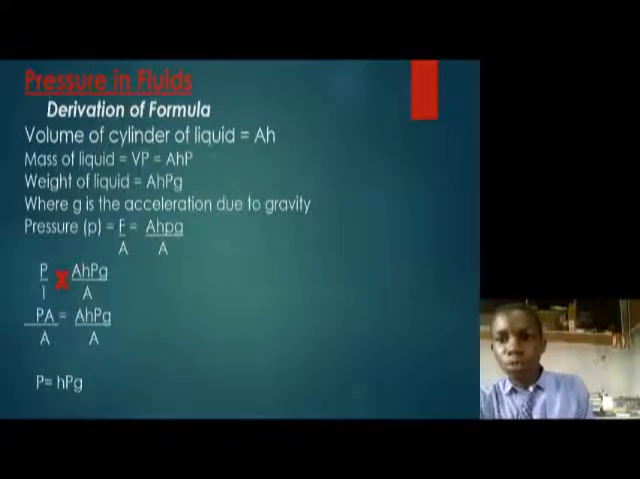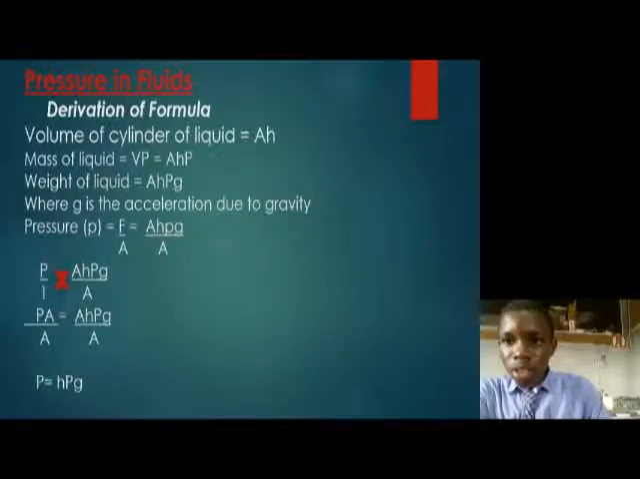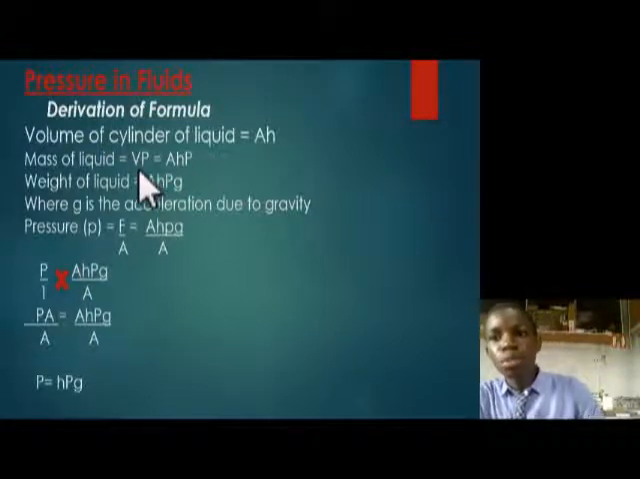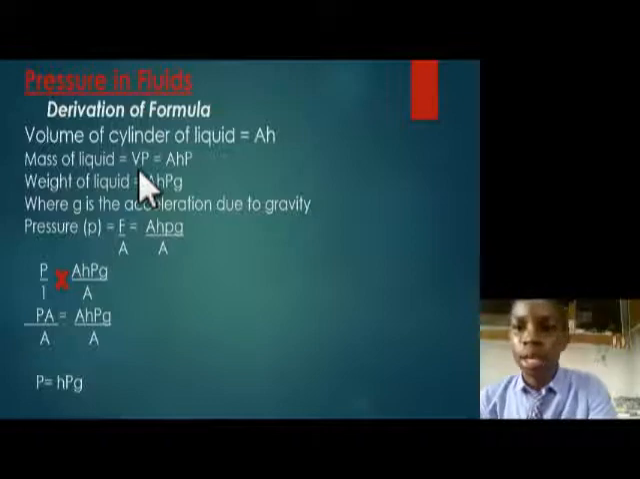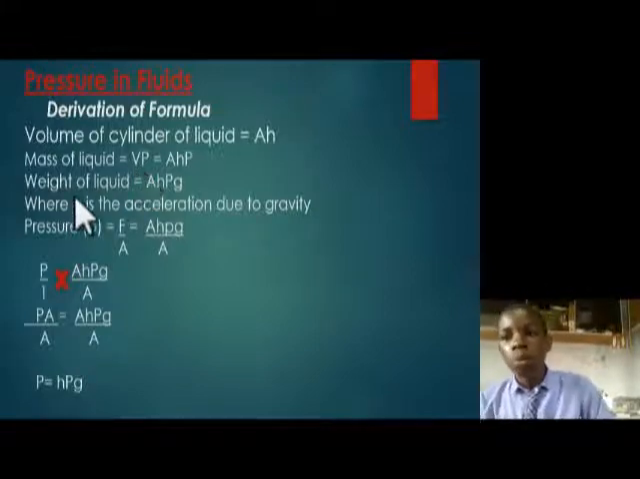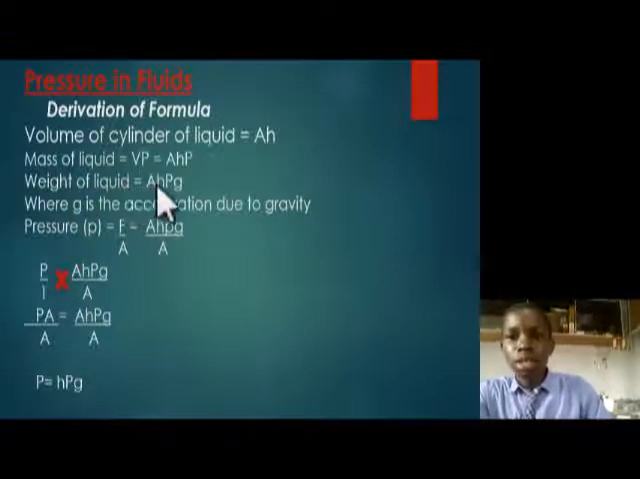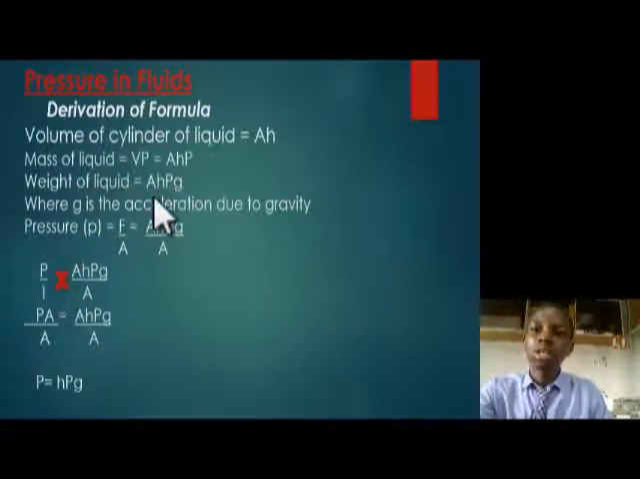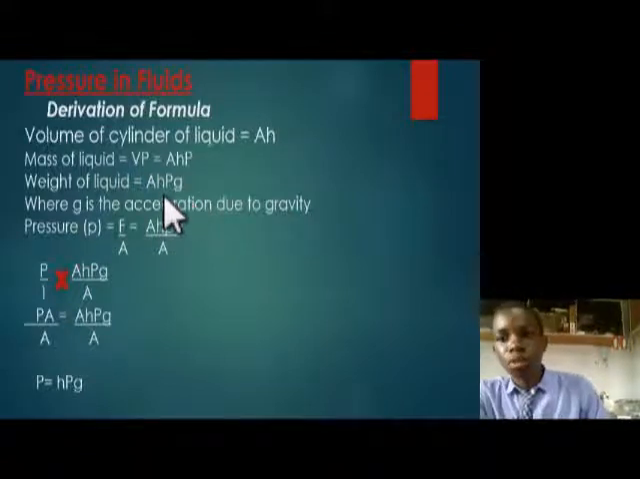That is derivation of formula for pressure in fluids, where we have volume of cylinder of liquid as area times height, and the mass of liquid, which equals volume times P, which is density. Therefore, we have the mass of liquid as area times height times density. And then we have the weight of liquid as area times height times density times acceleration due to gravity, which will be given as g.